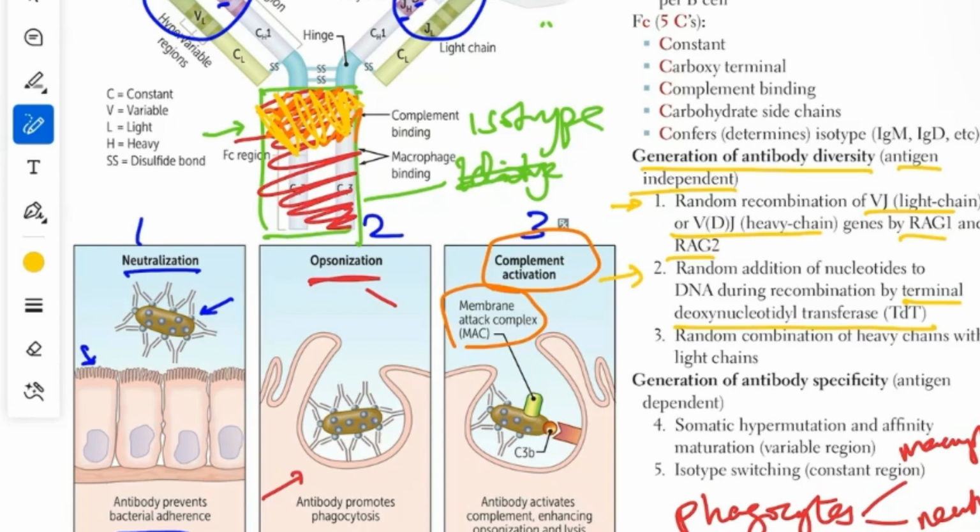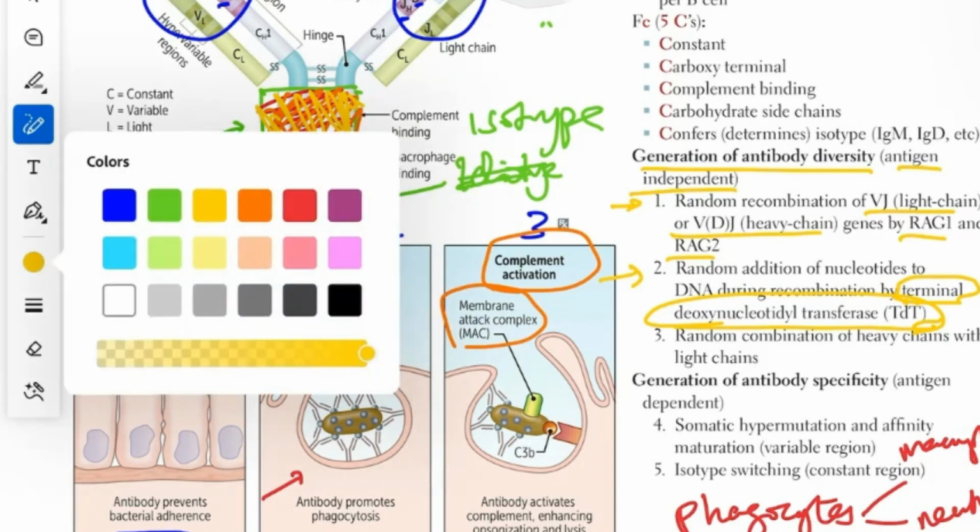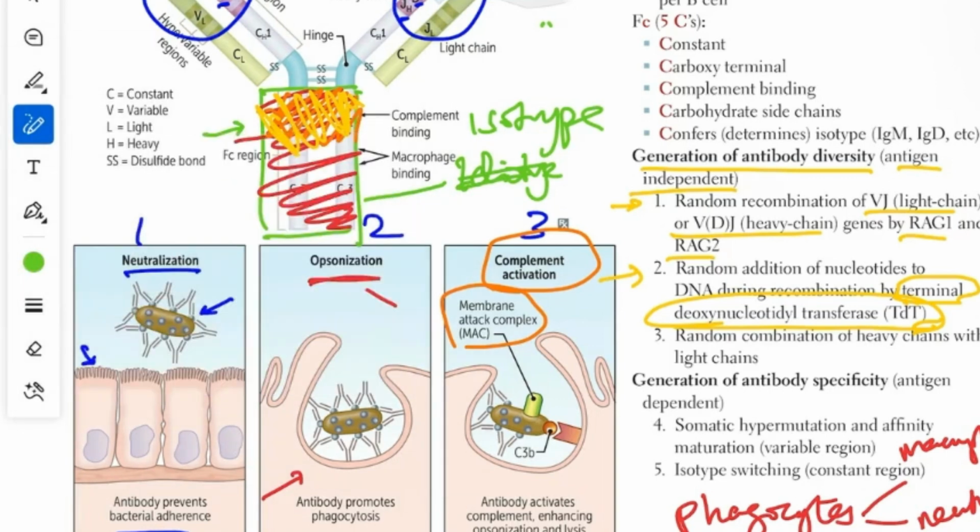Anyway, this enzyme too is very important when you come to hematology, especially with leukemias. So it's one of the enzymes that you encounter in hematology. Then we have the random combination of heavy and light chains. Okay, so moving on, when you talk about the generation of antibody dependent specificity. So now this is antibody dependent.